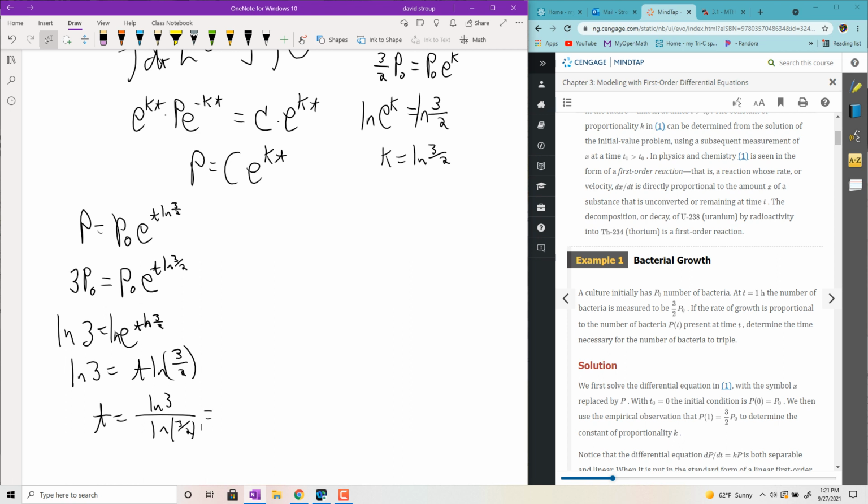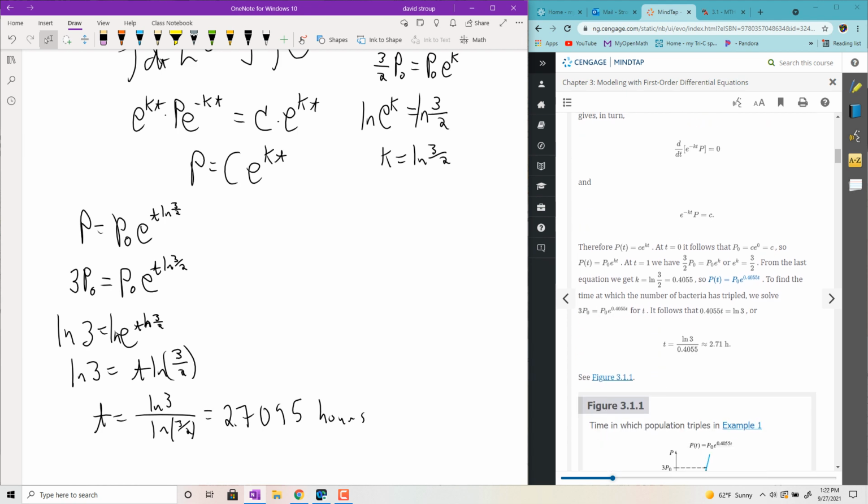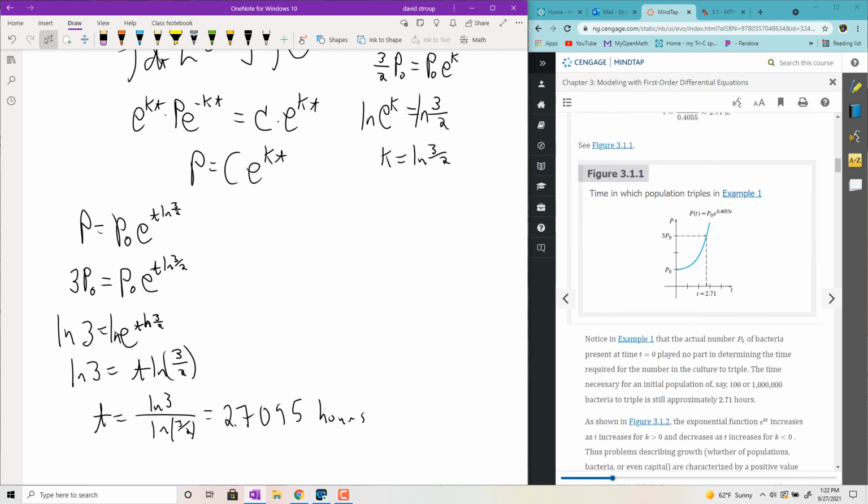So what do I have? ln of 3 divided by ln of 3/2 is 2.7095. And the time unit is hours for this, so it'll take about 3 hours for the number of bacteria to triple. Okay, let's make sure that's what they got. Yeah, 2.71 approximately. Okay, great.